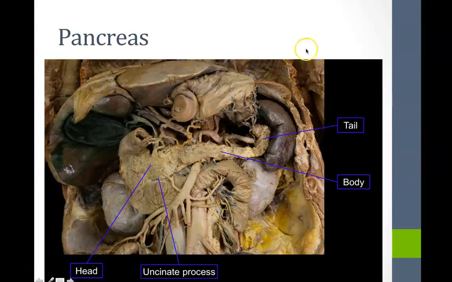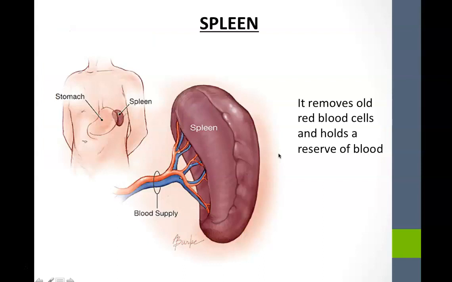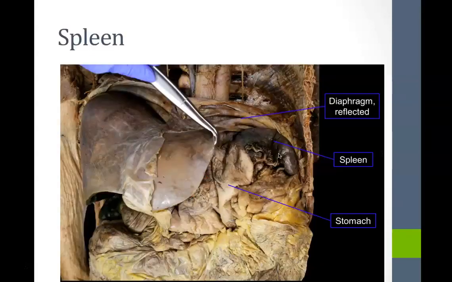So here's a cadaveric image of that. Here is our duodenum, and then the head of the pancreas is here. This would be the body, and then the tail at this lateral portion. And here is our spleen in that left upper quadrant. So just a quick note on the spleen, although we'll discuss its many functions, one of its main roles is that it's going to remove old red blood cells and hold a reserve of blood for us. And just another view of that spleen in the left upper quadrant.